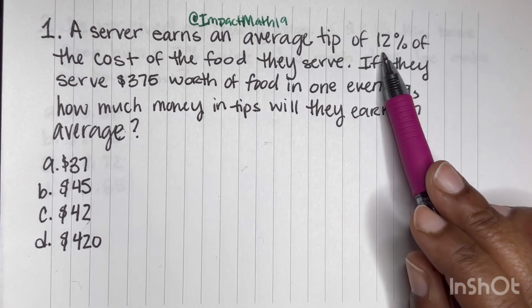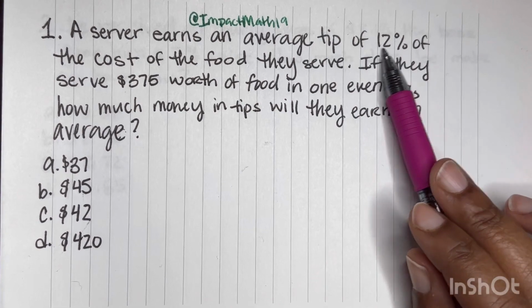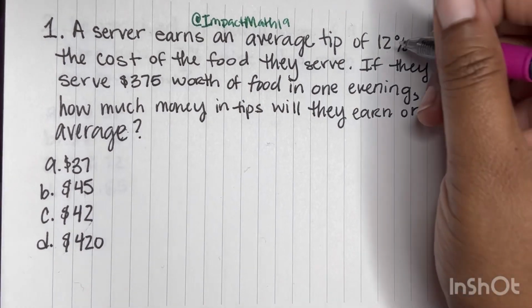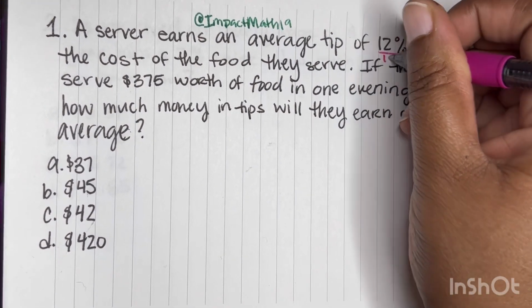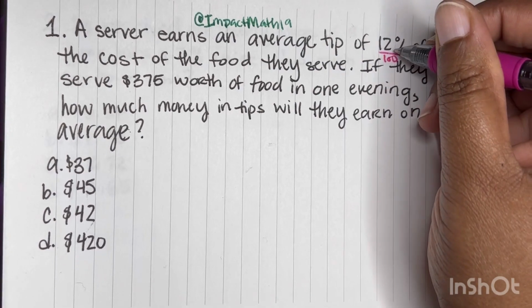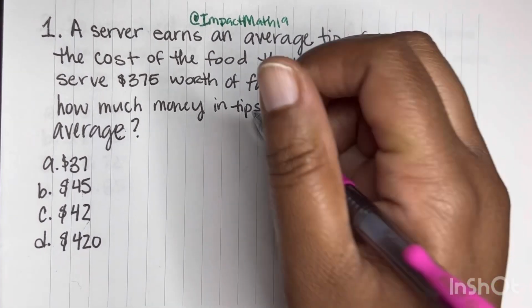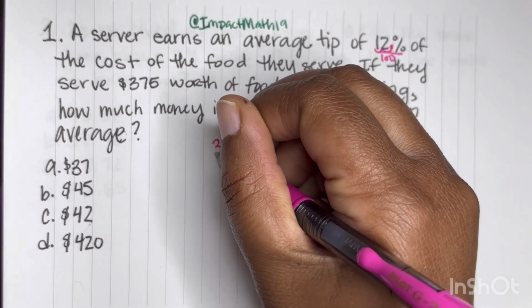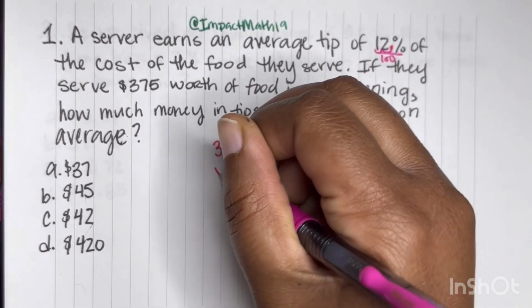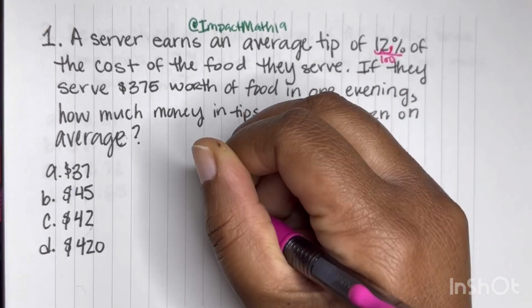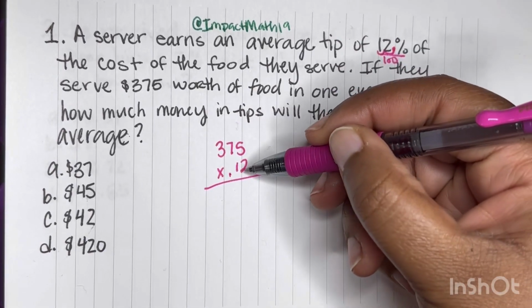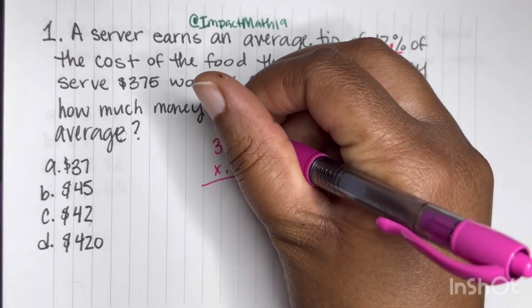So the first thing we want to do is change this percent to a decimal. There are two ways you could do that. You could just divide it by 100, which really means you're moving the decimal place 2 places to the left. So we're going to do 375 times 0.12, okay? So we're going to do 2 times 5 is 10, carry the 1.